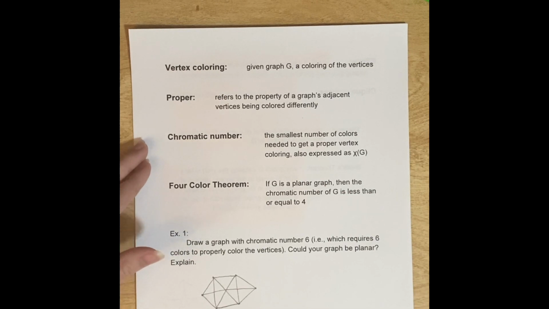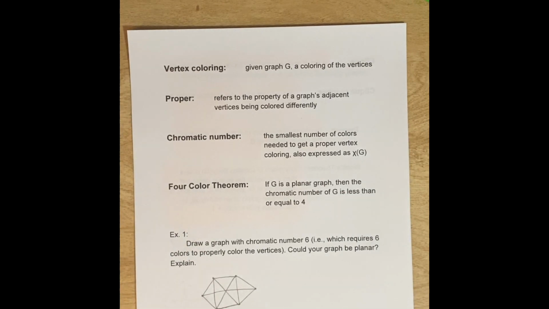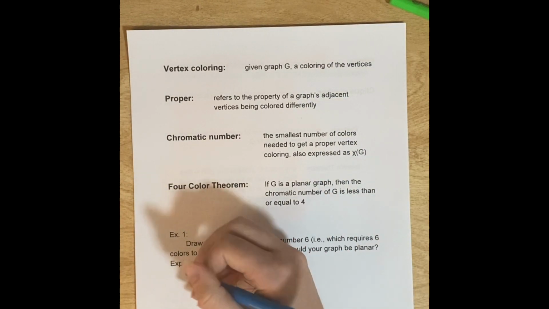We see in this graph here that each vertex is adjacent to all the other vertices. And so therefore, to properly color this, it would look something like this.